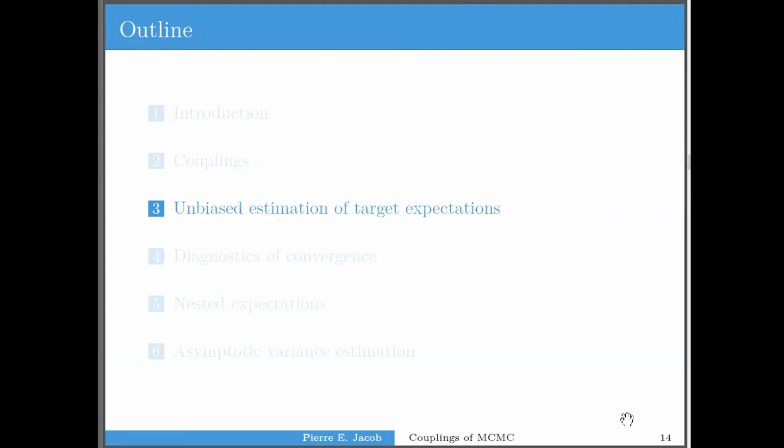Sort of different uses of those couplings of MCMC algorithms. The first one we looked at chronologically was the use of those couplings to obtain unbiased estimators. And then I'll move on to convergence diagnostics, the estimation of nested expectations, and I'll give some examples, for example, normalizing constant estimation. And the last one is asymptotic variance estimation in the CLT for the original MCMC algorithms. And it's all powered by the capacity of doing those couplings of Markov chains.